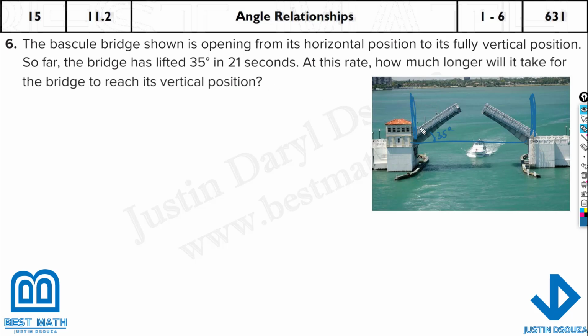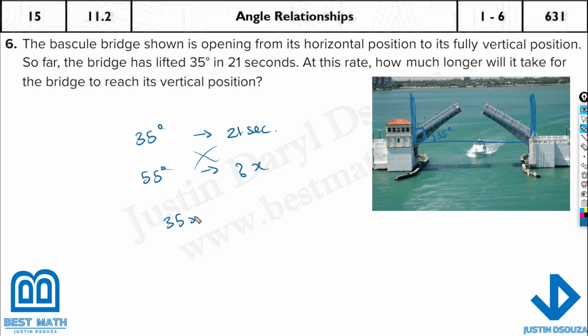Here, vertical will be 90 degrees, isn't it? So it's something to do with complementary angles. So it's a simple comparison problem. 35 degrees opening took 21 seconds. What is the remaining angle? Total is 90. Vertically up front will be 90 degrees. 90 minus 35 will be 55 degrees. For the remaining 55 degrees, how much will be the time? That is x, I'll take it as. Cross multiply, you will get the answer.